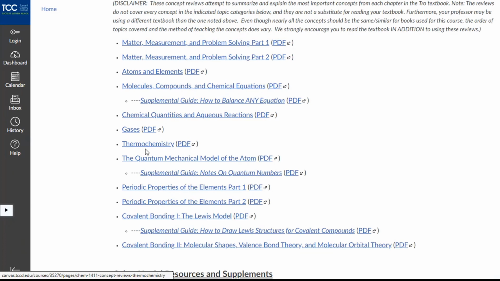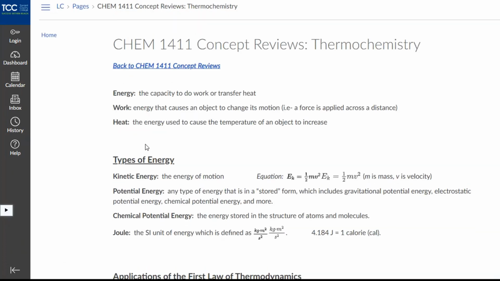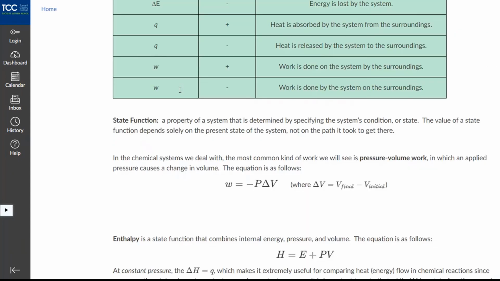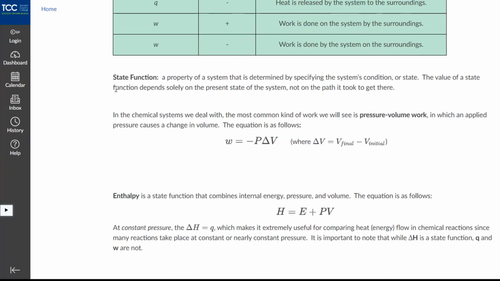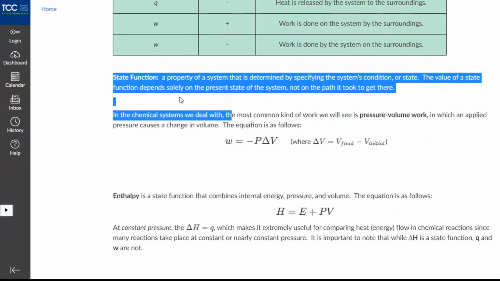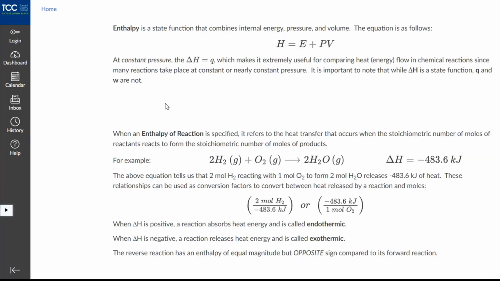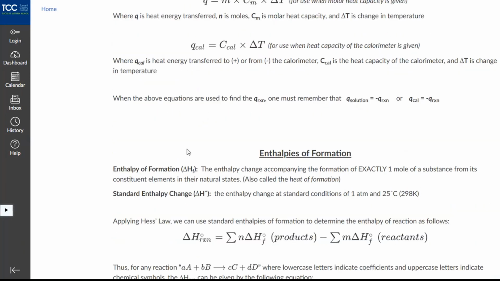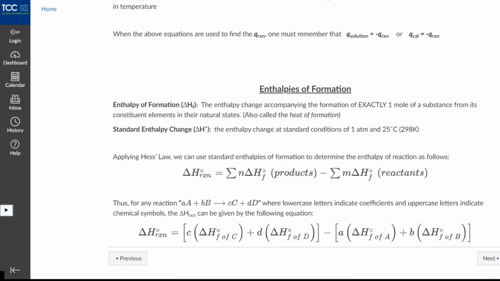Or let's say thermochemistry, because this one has some. What is work? What is heat? What is energy? What's the first law of thermodynamics? That's usually something you throw on there. What's a state function? Usually they have a question about state functions versus path functions. What is enthalpy? What is calorimetry? What is heat capacity? So this goes through all the definitions and gives explanations and such.